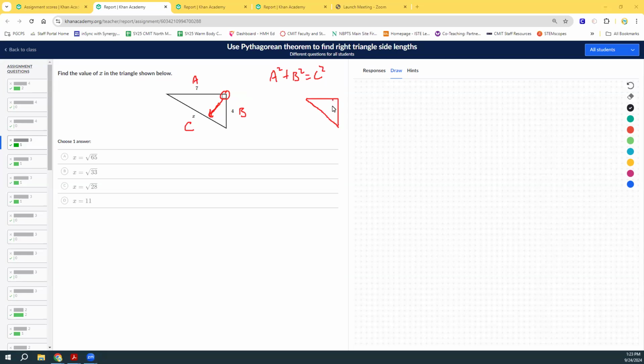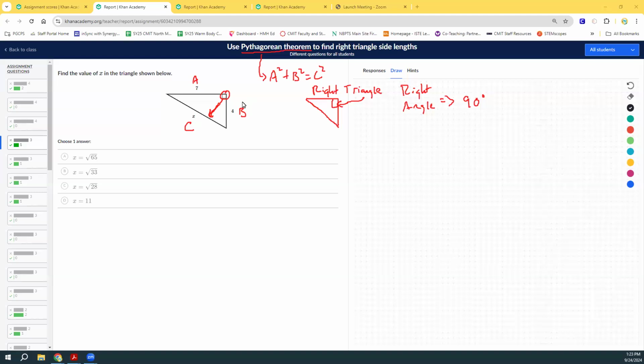And not only is it a triangle, it's called a right triangle. A right triangle is a triangle with a right angle, which is a 90-degree angle. A right angle implies a 90-degree angle. Okay? So we have this theorem called the Pythagorean theorem. And it's right here. A squared plus B squared equals C squared.